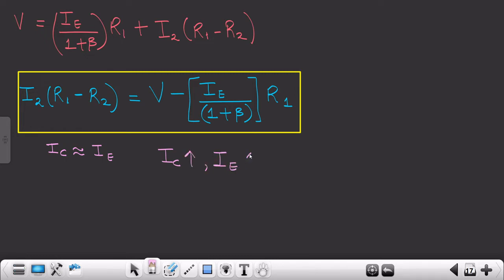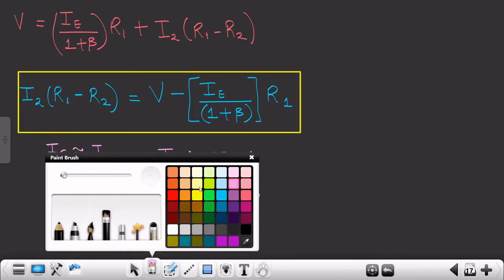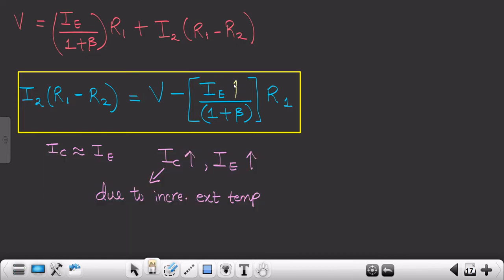And we all know that IC increases only because of one factor, that is due to increase in external temperature. And if the external temperature increases, your IC increases, and so your emitter current IE also increases. Now if you look very clearly over here, if your IE is increasing, it is getting subtracted from this DC supply or the DC voltage, and thus whatever the value you would be getting for I2, it would be less.